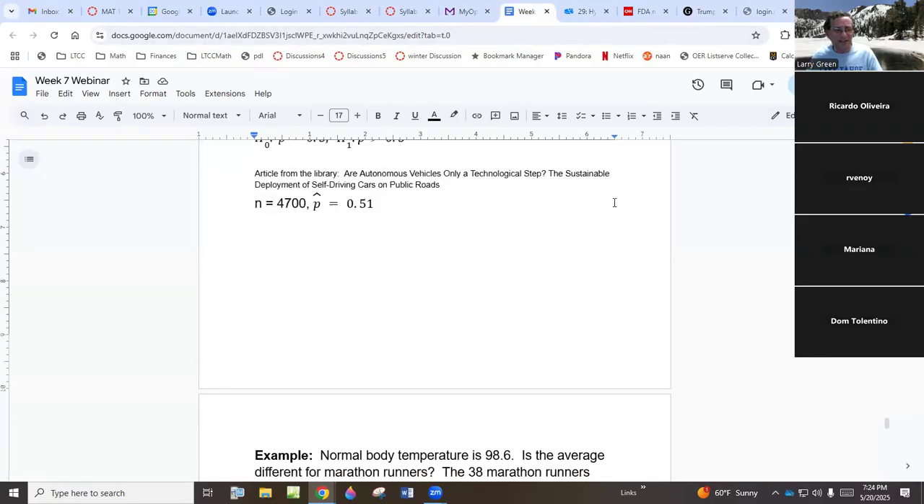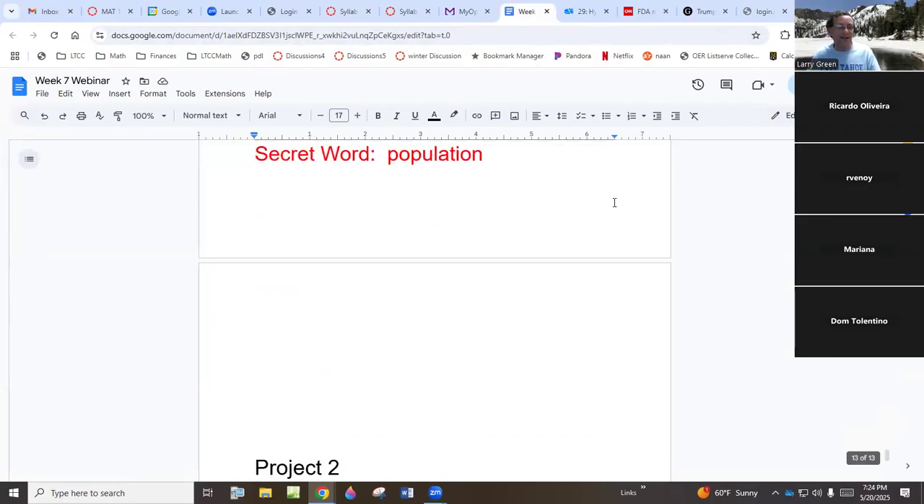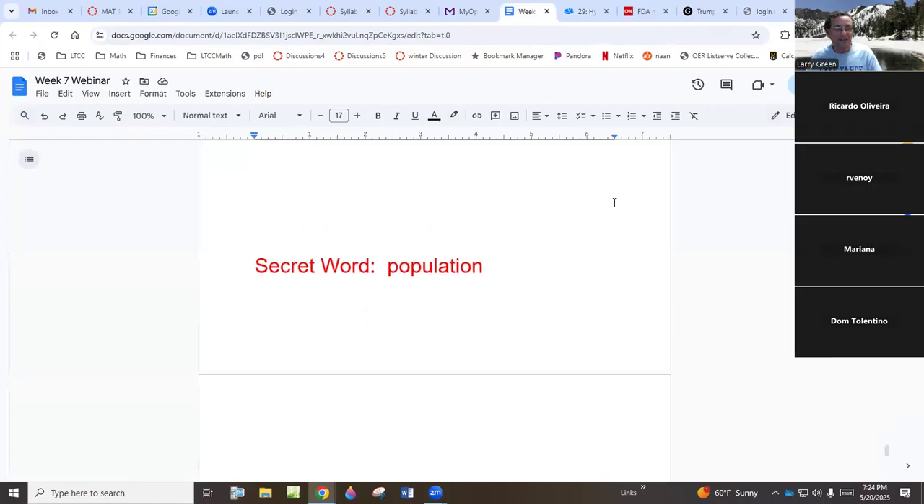Okay, the next thing I want to talk about is the secret word. And that is population. I want to remind you, if you're referring to the population mean or proportion, you need to have the word population. If you're referring to the sample mean or proportion, you need to have the word sample. So those words are required. Got it? Okay.